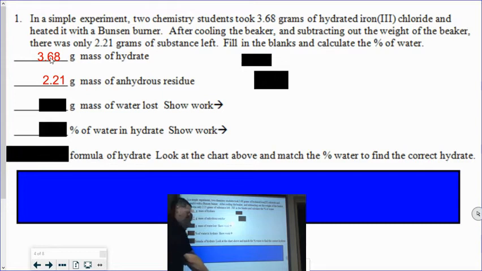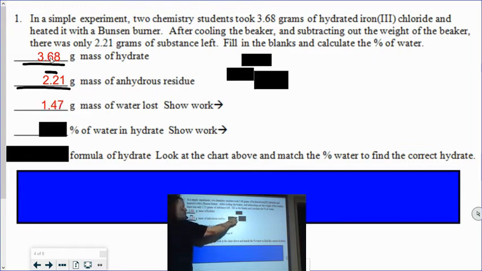How much water was lost? Well, this is everything, this 3.68. This is just the compound without any water. So if I take 3.68 and I subtract 2.21, the amount that is different, that was the mass of the water. So I took 3.68 minus 2.21.